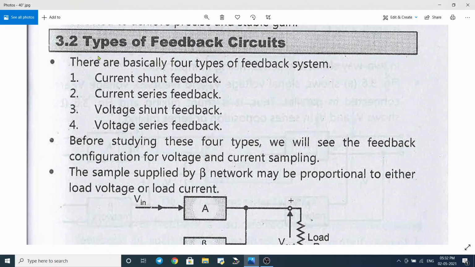In this lecture, we want to see the types of feedback circuits. There are basically four types of feedback systems. First is the current shunt feedback. Second is the current series feedback. Third, voltage shunt feedback. And fourth, voltage series feedback.